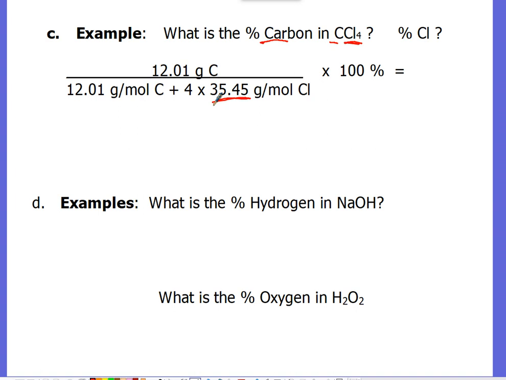Periodic table. And then there's 4 chlorines. See, there's 4. So multiplying that by 4 and then adding it together. So I can't do that in my head. So I have to pick up ye old calculator.